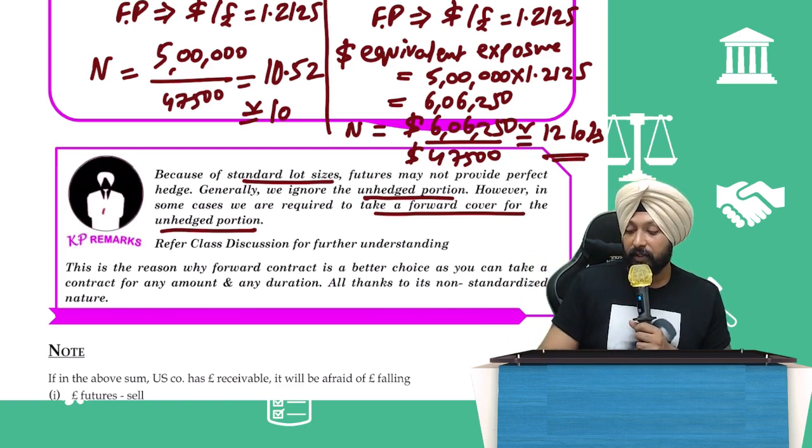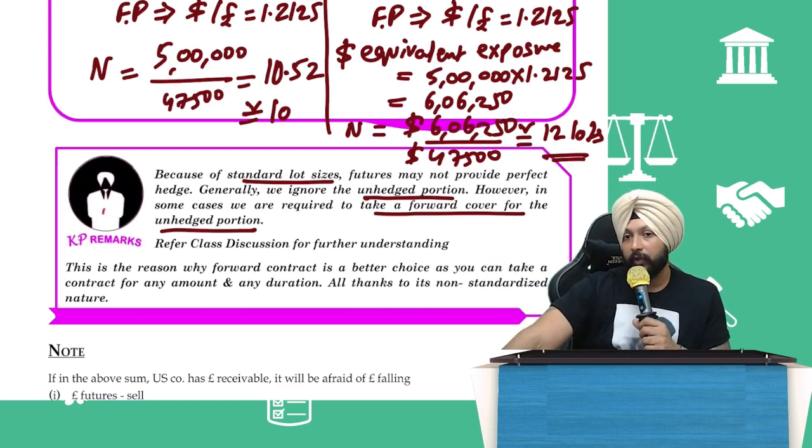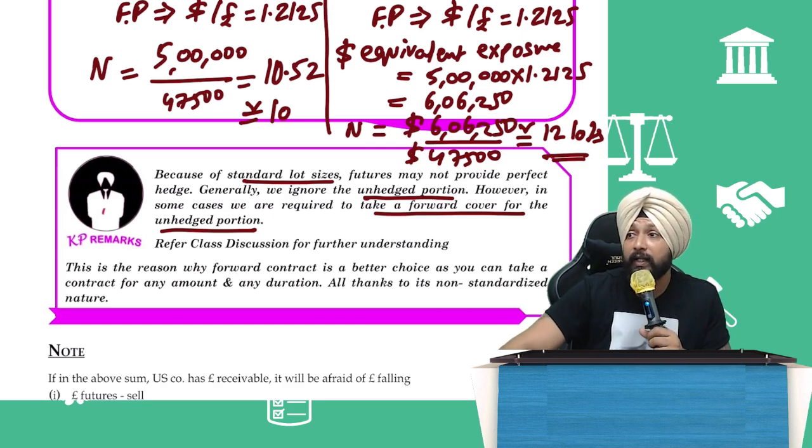Which means in this case, guys, you took 12 lots, no? Each lot is worth how much? 47,500. Do it on your calculator. 12 into 47,500. 5 lakh? Okay, whatever you got, minus 606250. 36,250 you got. On that 36,250, you should book a forward cover. If the company is highly risk averse, then they ask you to do it.